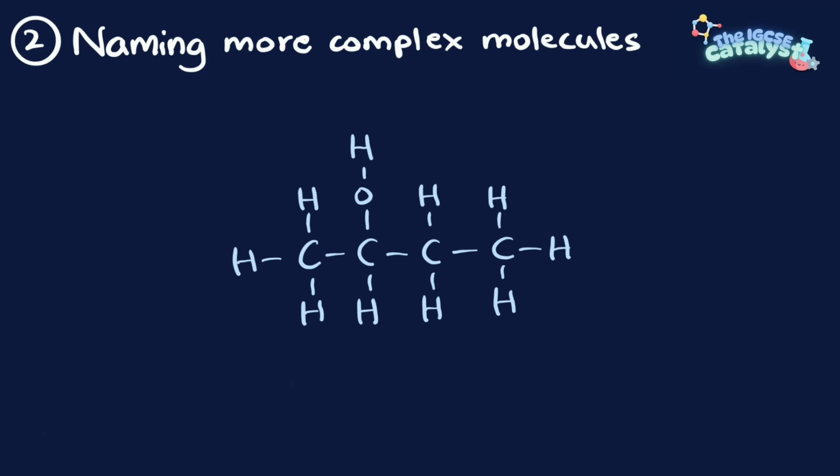Moving on to a little bit more complex molecules like this, we will still follow the same steps. First, we count the total number of carbon atoms here. We have 4 carbon atoms here. And what about the functional group? We have an OH group here that is connected to this carbon atom. Since there is an OH functional group, this is an alcohol. And what's an alcohol with 4 carbon atoms?